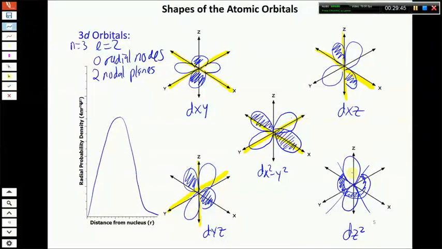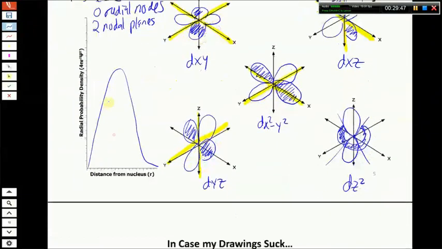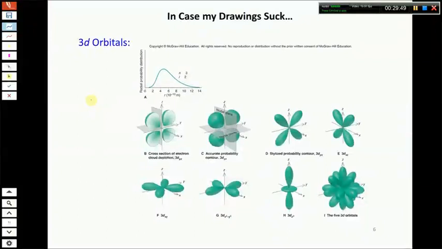All right, here is a reproduction. I don't know if this is from the older version of the book, but these are all the d orbitals, in case my pictures were hard to interpret. Again, these ones don't show the phases of the orbital, which right now is not important, but later on will be, not so much for d orbitals. This shows the basic shapes.